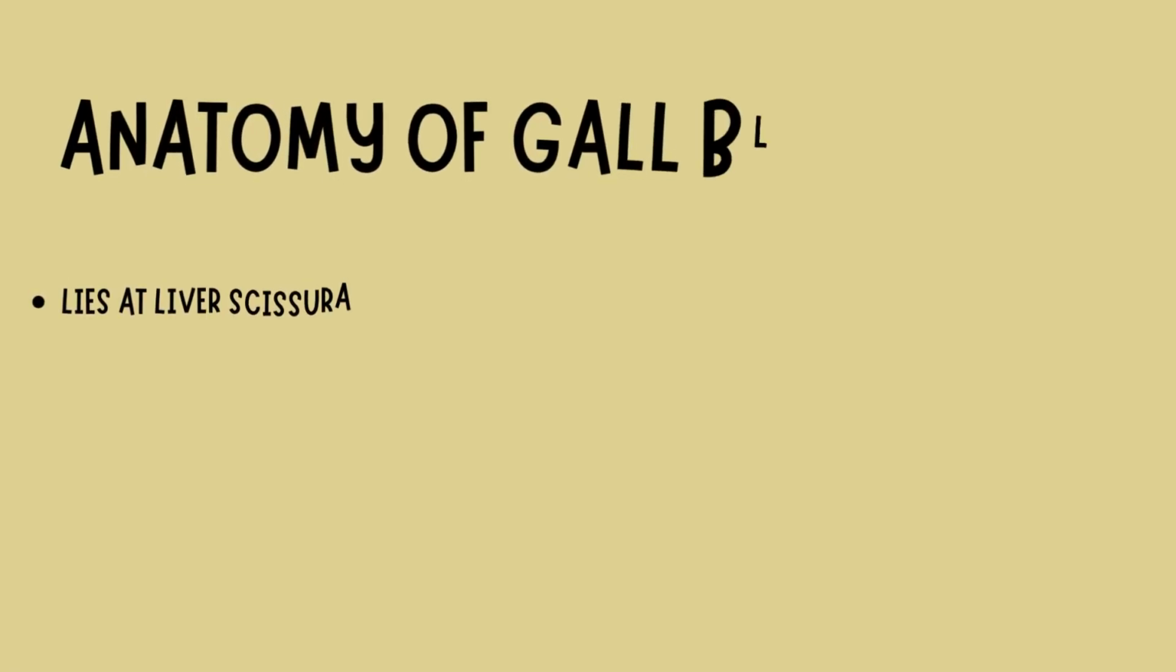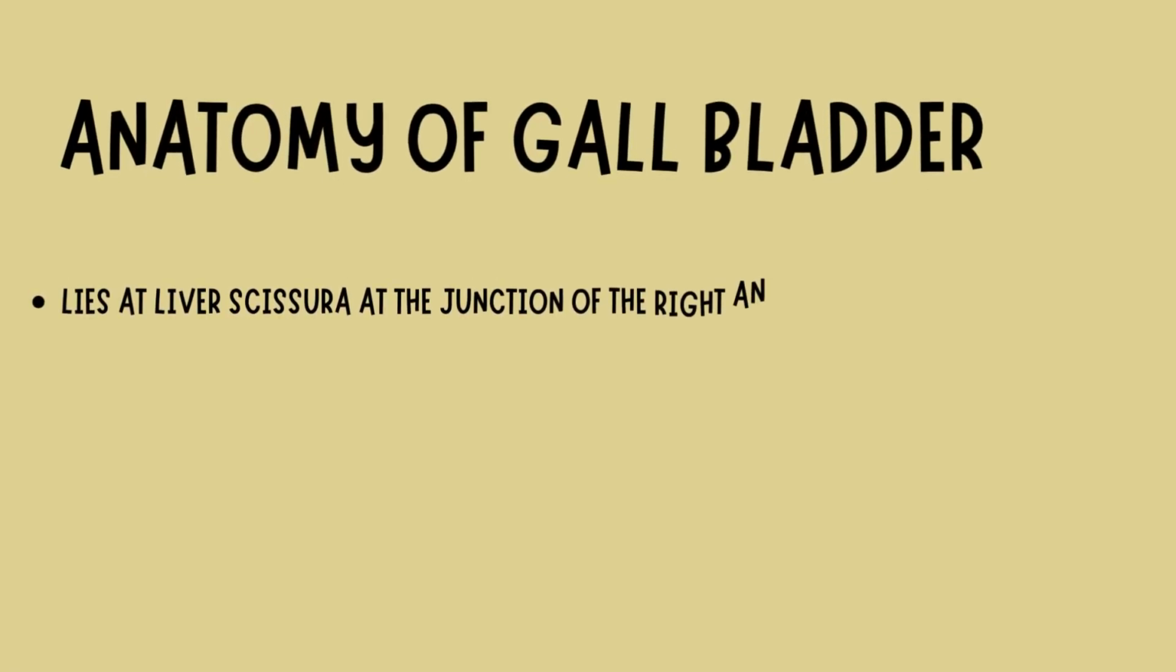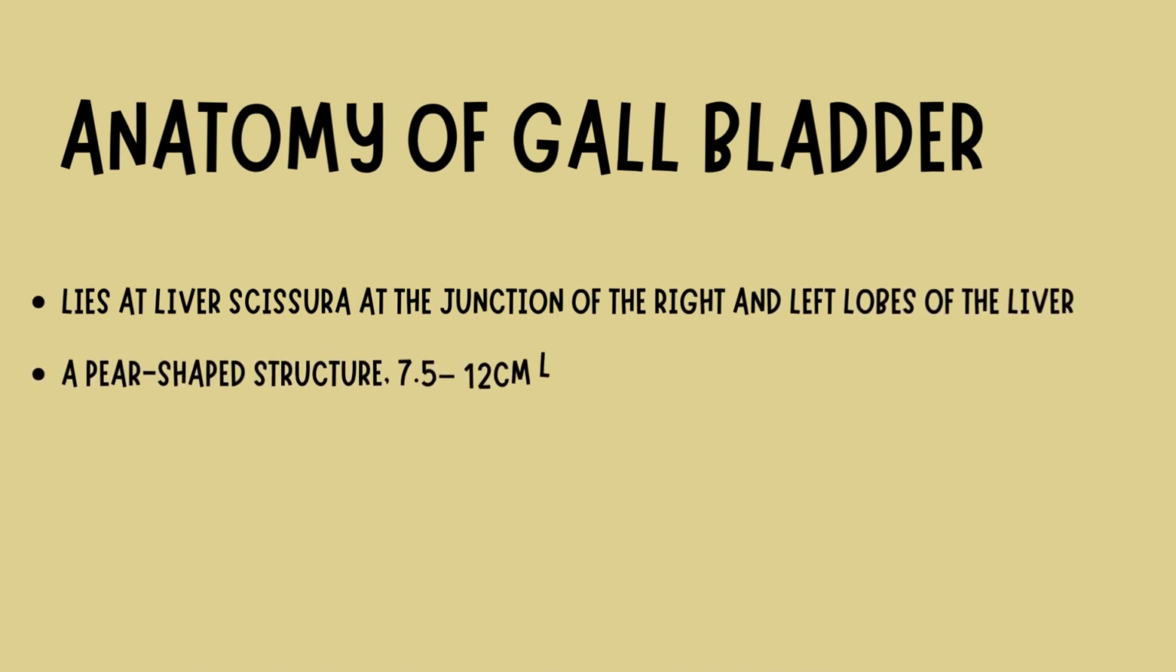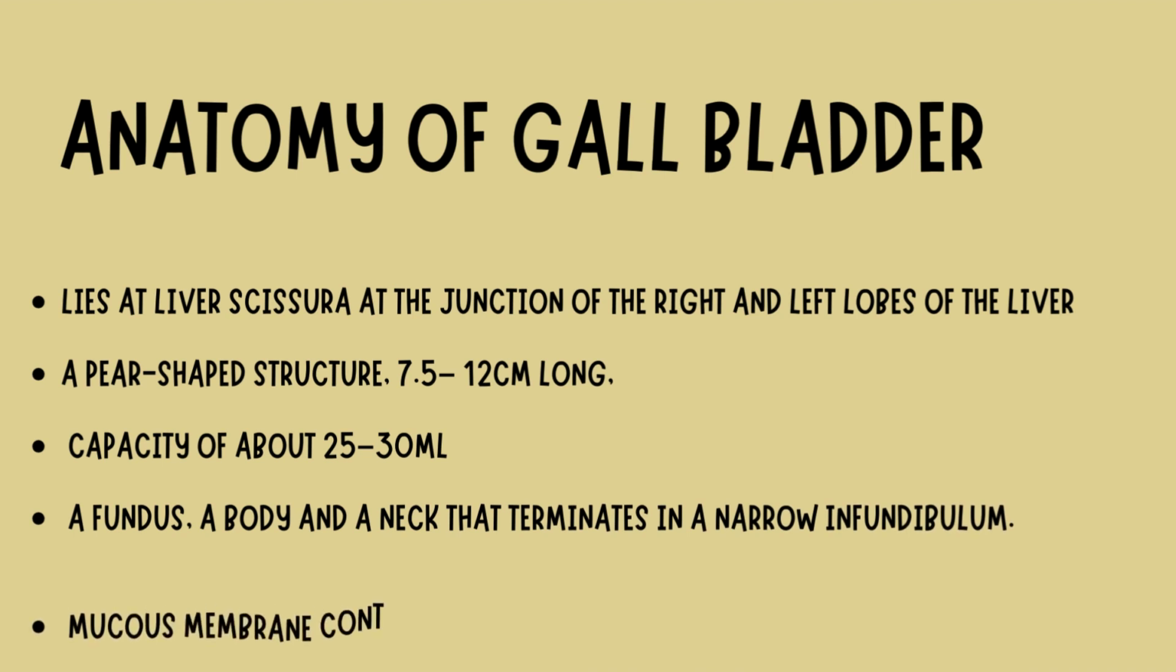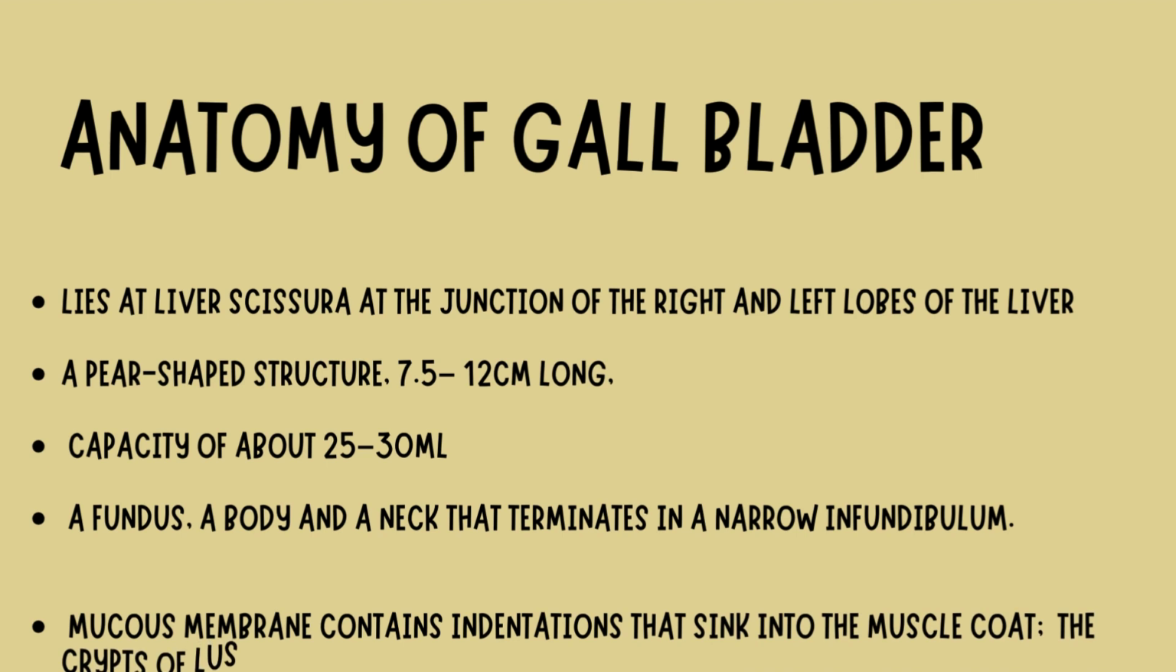Now come to the anatomy of the gallbladder. The gallbladder lies at the liver incisura, at the junction of the right and the left lobe of the liver. It's a pear-shaped structure that is 7.5 cm to 12 cm long, having a capacity of 25 to 30 ml. It consists of the fundus, body and neck, and the neck terminates into a narrow infundibulum. The mucous membrane contains indentations that sink into the muscular coat, known as crypts of Luschka.